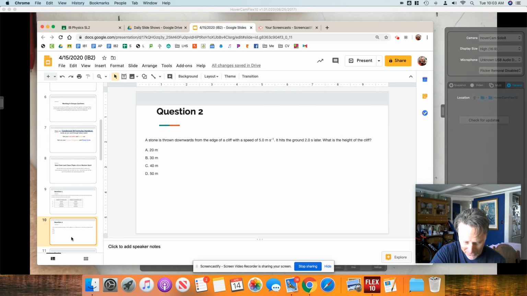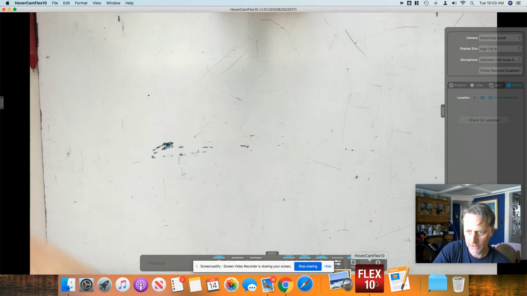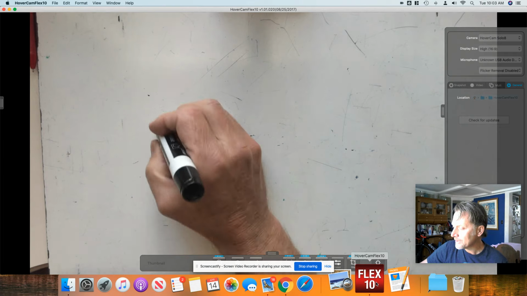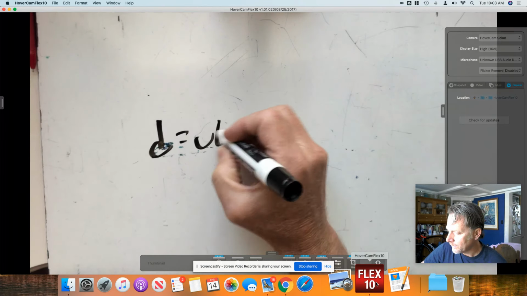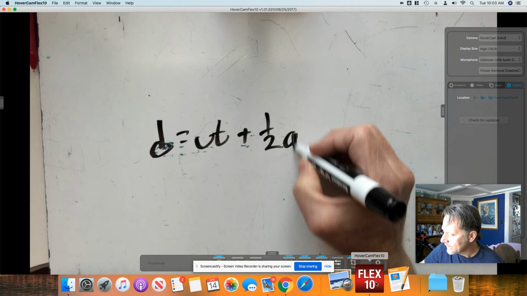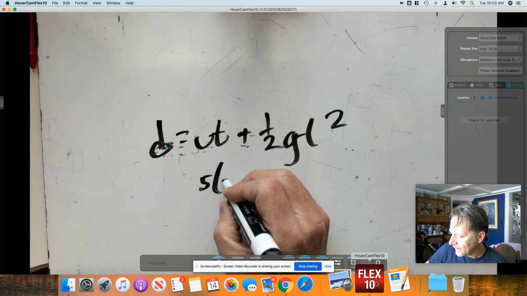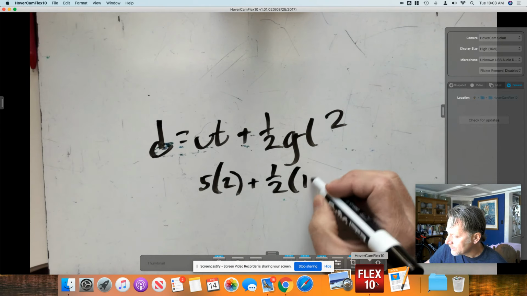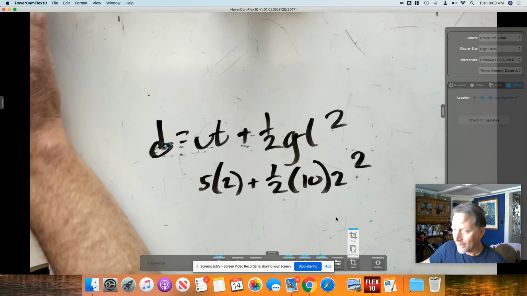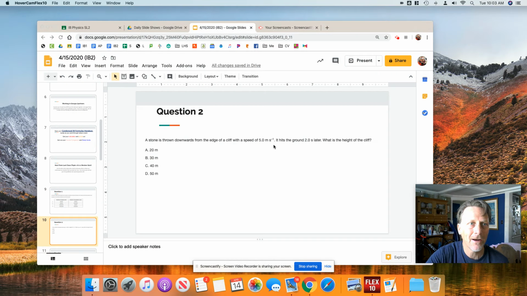Number two was asking you to think about some kinematics here. And so you notice a stone is thrown off a cliff, has an initial speed. How high is the cliff if it hits the ground 2 seconds later? So in this one, let's go ahead and switch gears to this app here. I was just using the equation of d equals ut plus 1/2 gt squared. Okay, that was the kinematics equation. And if you notice, we have our initial speed and time, and our g is 10 and time squared, and that gives you the correct answer there. So the correct answer for this one, by the way, was B, 30.